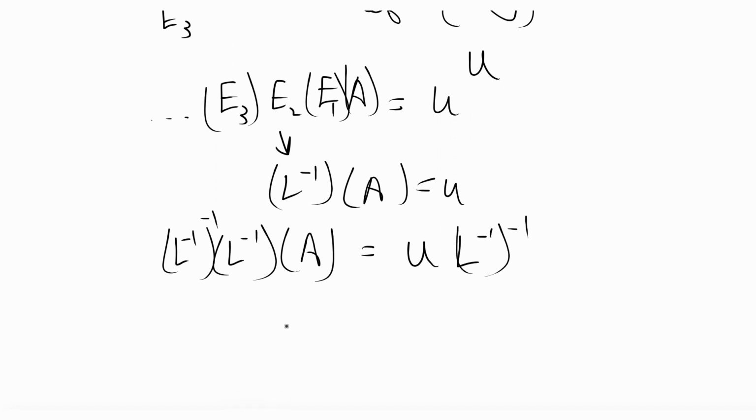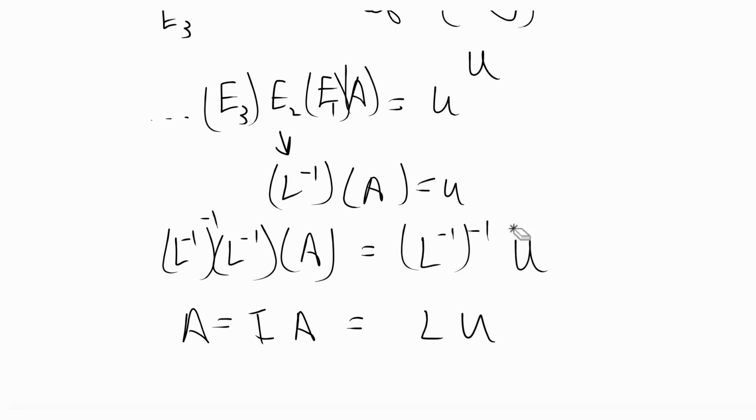And what that's going to do is cancel out, so that's going to give you an identity matrix, which is equal to just A, and on this side, actually this should have been written this way to be more correct, so that will give you A equals LU. So that will give you the factorization.